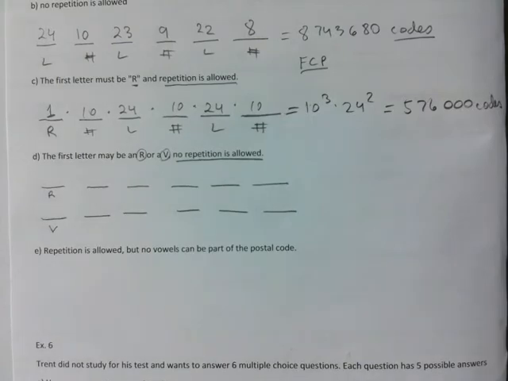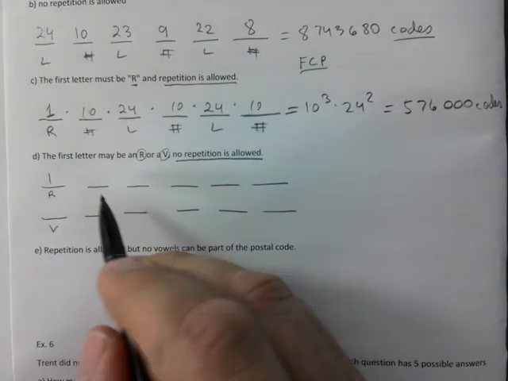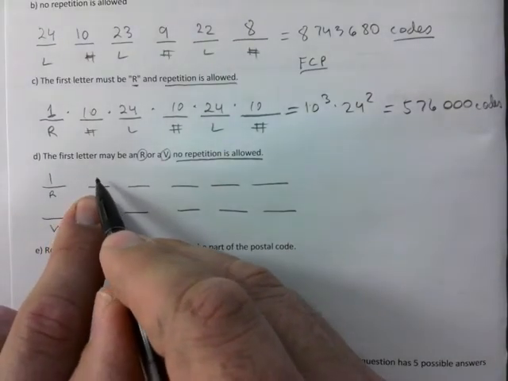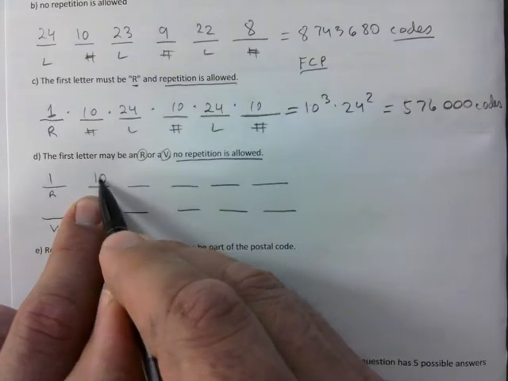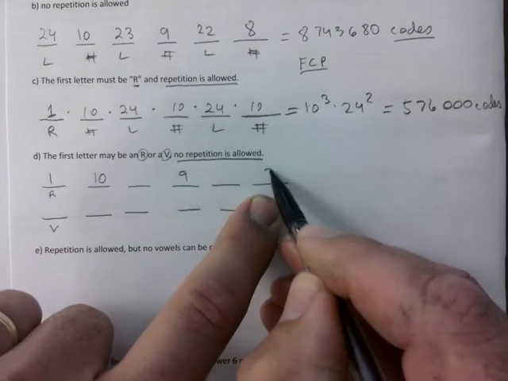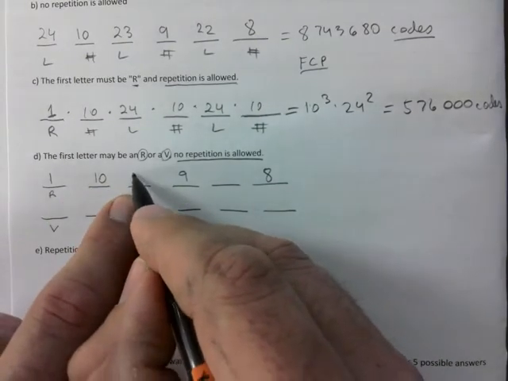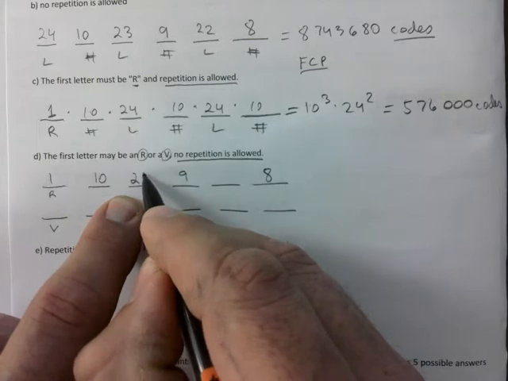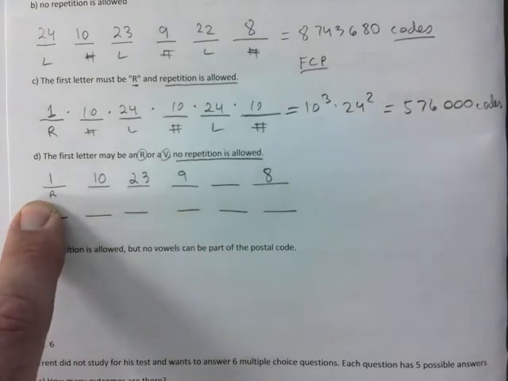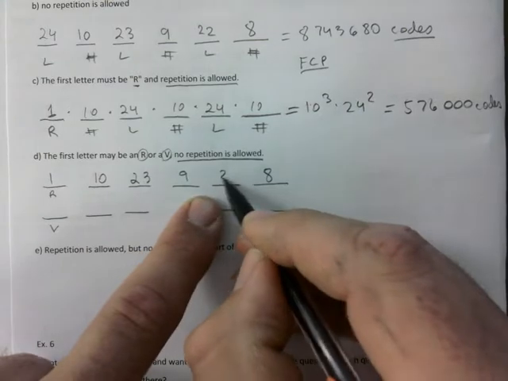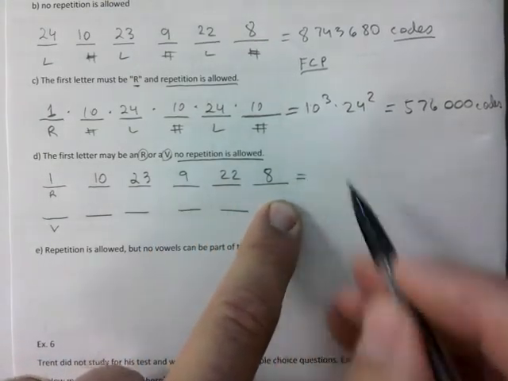Did some of you just put a 2 in the front? Yeah. You're going to get the same answer, so don't erase. If you did everything else right, you're going to get the same answer. So 1 there, and then no repetition allowed. So 10, 9, 8, correct? And then for the letters, 23, because I used R. I'm down to 23 and 22.